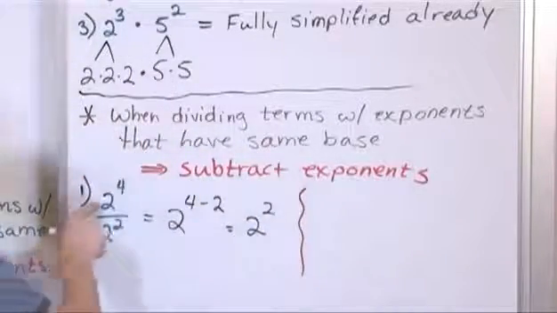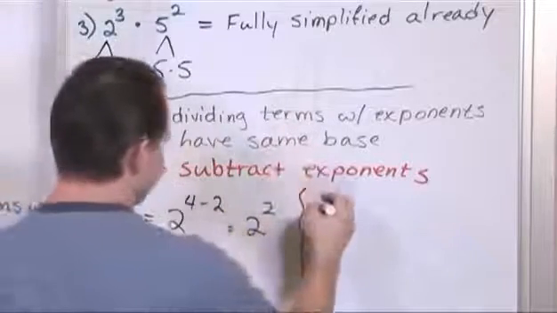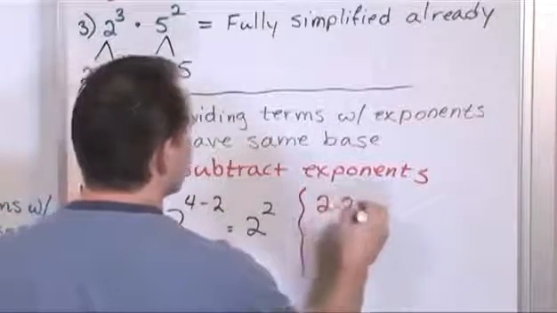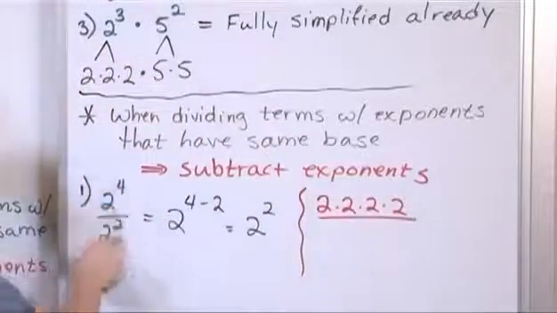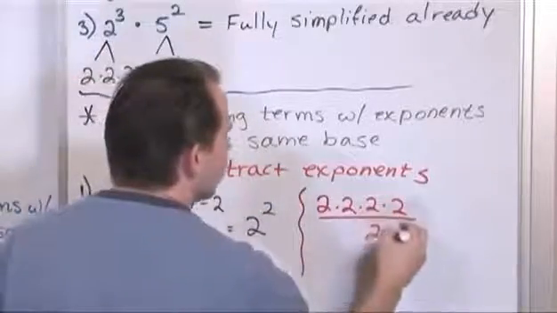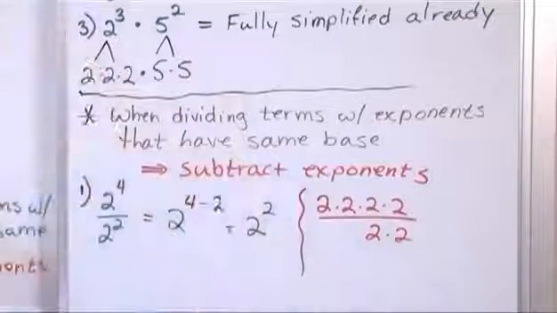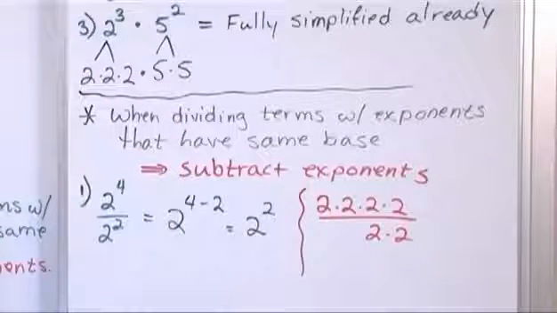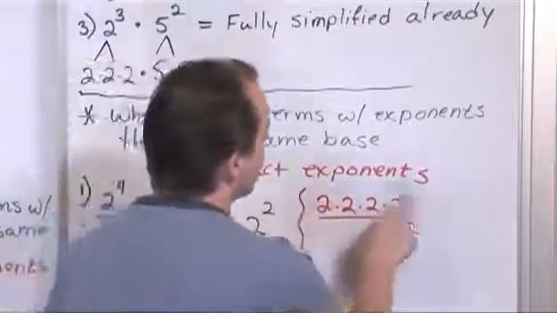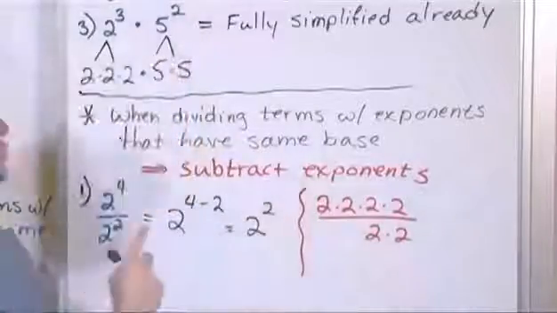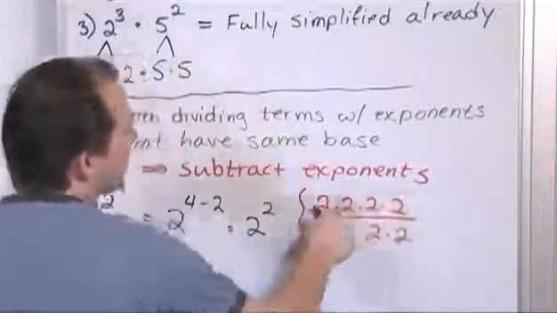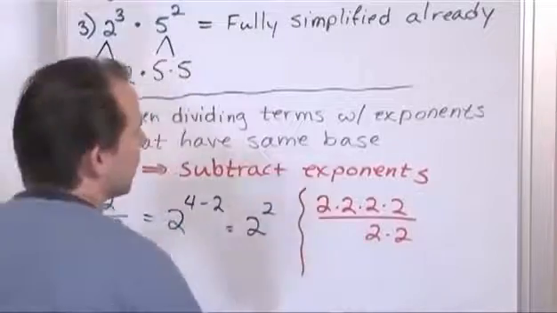So let's rewrite this here. 2 raised to the 4th power, what would that be? 2 times 2 times 2 times 2. That's 2 to the 4th power, right? Divided by 2 squared. 2 times 2, right? Now, we're going to talk about this a little bit more, but if you think about it for a second, all of these numbers are multiplied on the top, and all of these numbers are multiplied on the bottom. So all of these 2's are multiplied in the top, and all of these 2's are multiplied in the bottom.